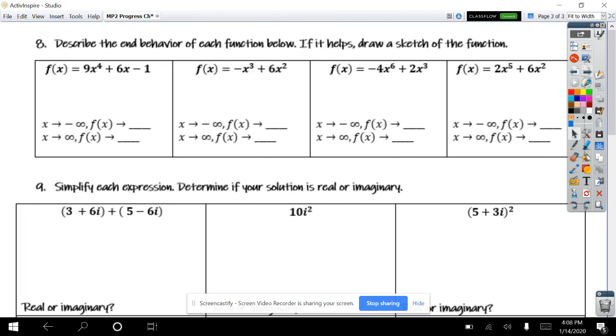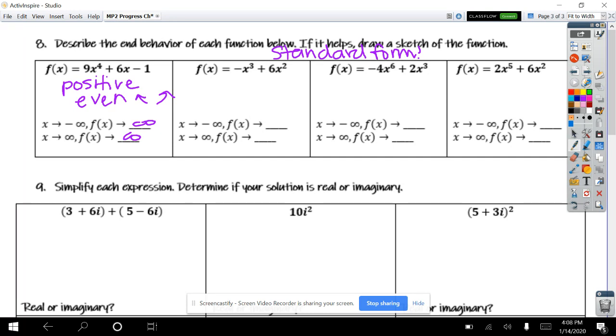Last page, let's get this done. So just to describe the end behavior of these functions, first of all, make a note. They're in standard form. So if they're in standard form, all we have to look at is the leading coefficient and the degree. So for the first one, the leading coefficient is 9, so it's positive, and the degree, the highest exponent, is 4, so it's even. Now positive even looks like this, up on both sides, so it's going to infinity on both sides.